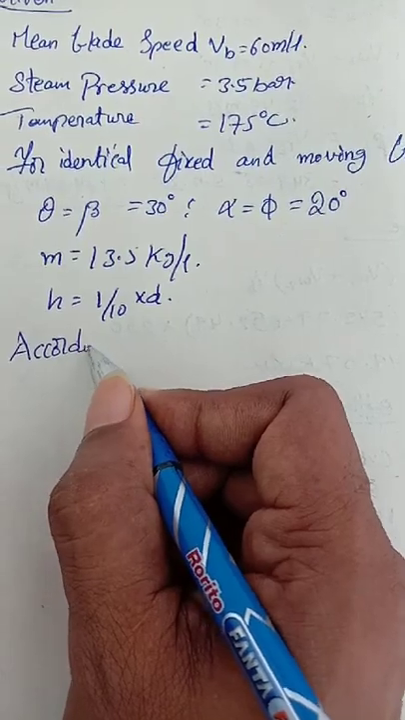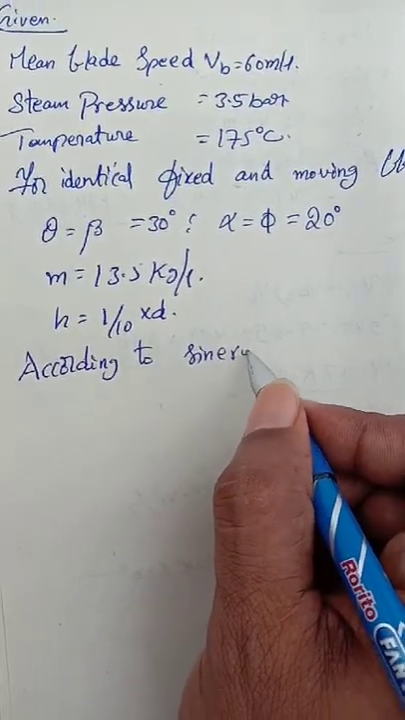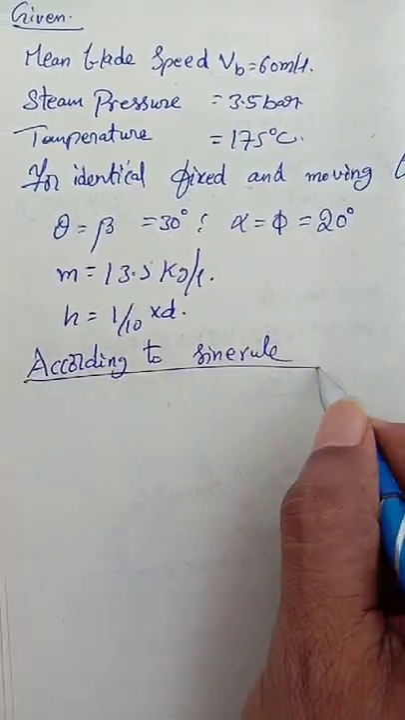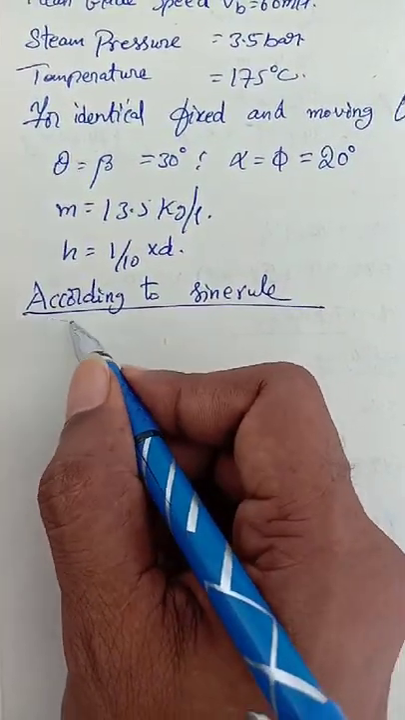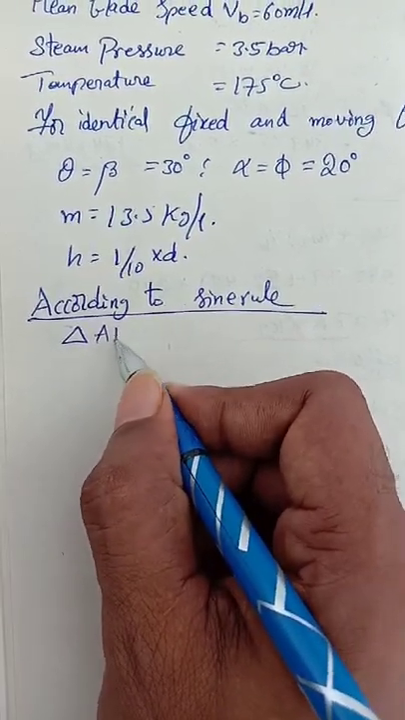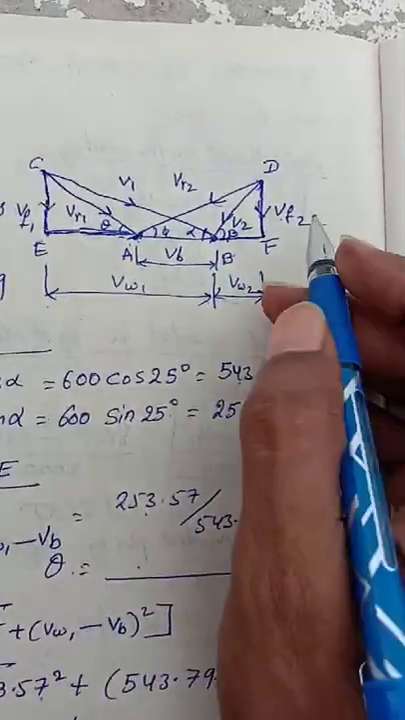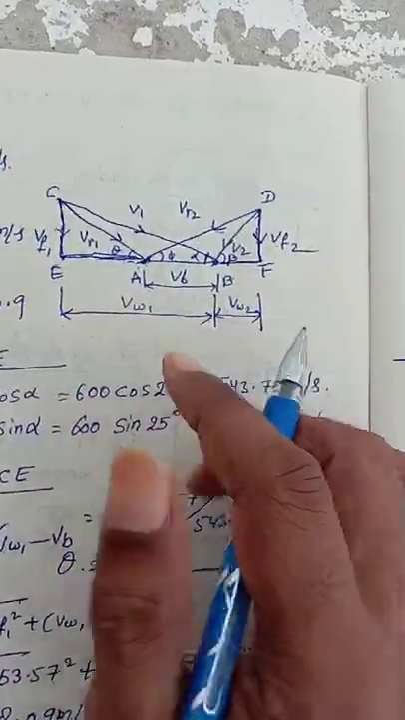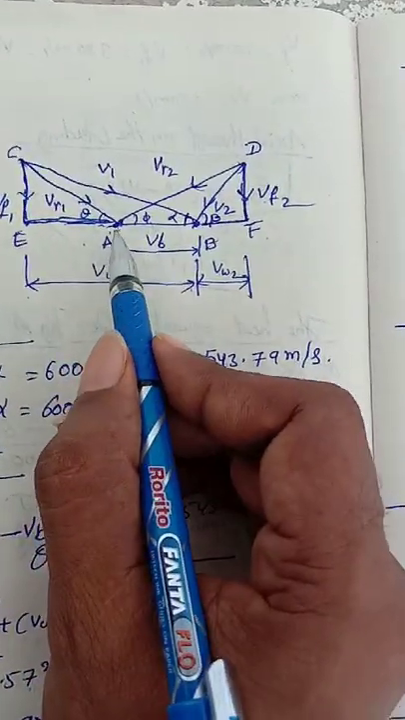According to the sine rule, I think you people know very well about this sine rule. Sine rule from triangle ABC. Now here look at this same picture. In the previous problem we drew the picture, so the same picture you can refer for this.